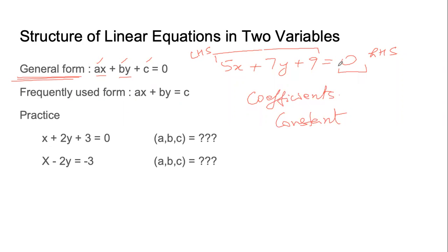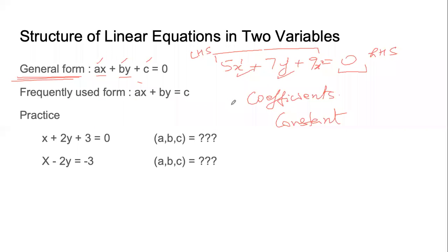If we have a linear equation with RHS equals to 0, we can say that it is written in the general form. Linear equation because the degree is 1. See, power 1 here, power 0 here. So highest power is 1. So this is a linear equation. Two variables. Yes, we have two variables, x and y. There is no third variable. Linear equations in two variables.